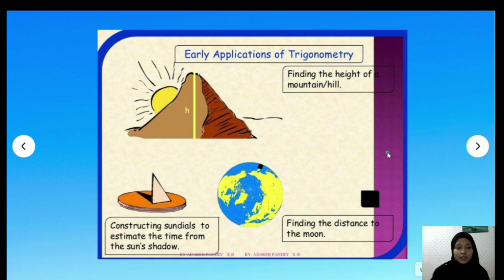For instance, trigonometry is used in geography to measure the distance between landmarks. In everyday application of trigonometry, we can use it in finding the height of a mountain or hill. We can also construct sundials to estimate the time from the sun's shadow, and find the distance to the moon.